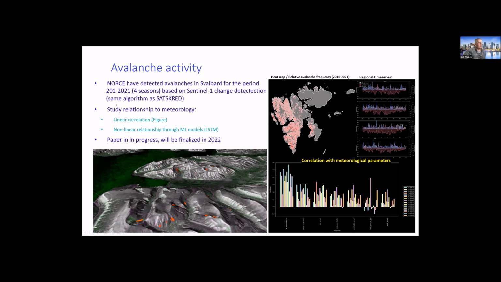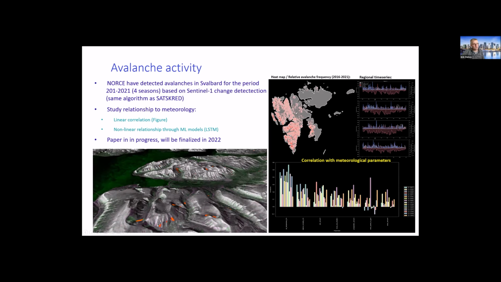Another activity that we have been doing is to detect snow avalanches on Svalbard based on the same algorithm as we used in Satsskred, the Norwegian hydrological directorate in Norway, which is responsible for snow warning. They have implemented a method that we have derived at NORCE, where we detect snow avalanches using Sentinel-1 based on change detection techniques. And we have run this algorithm on Svalbard for 4 full seasons.